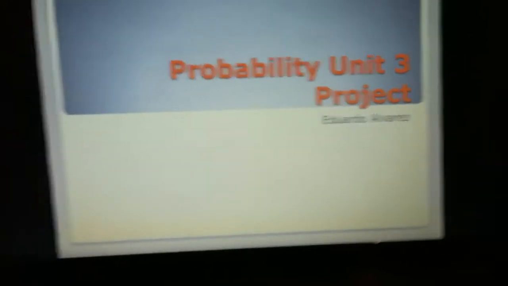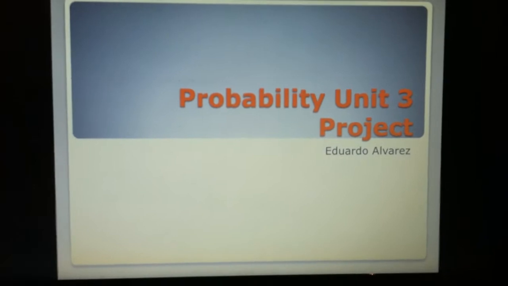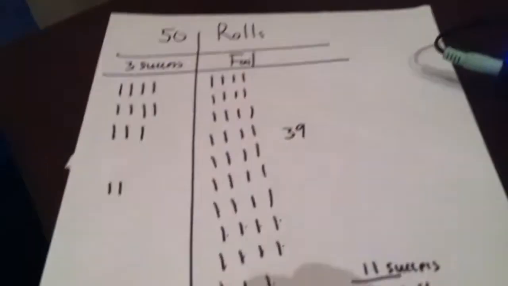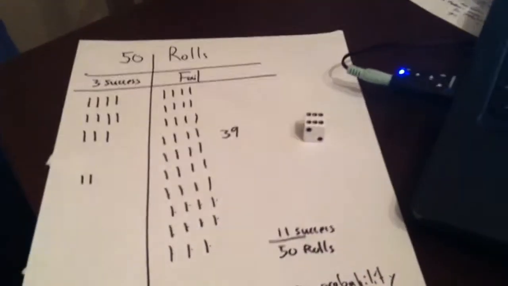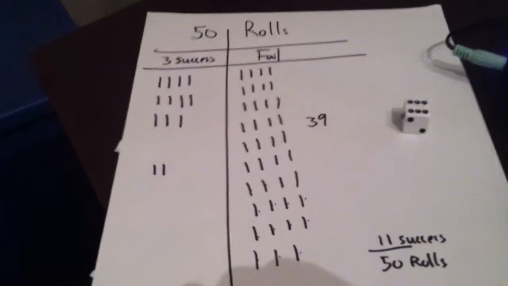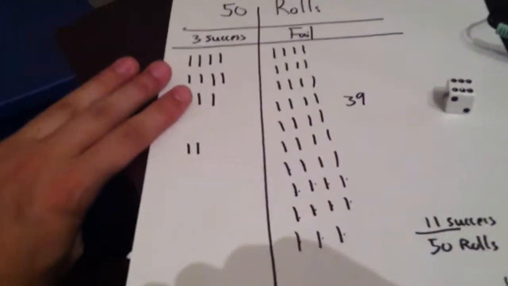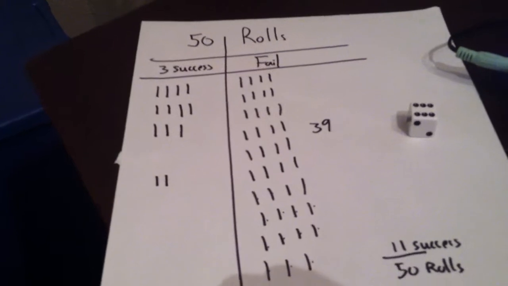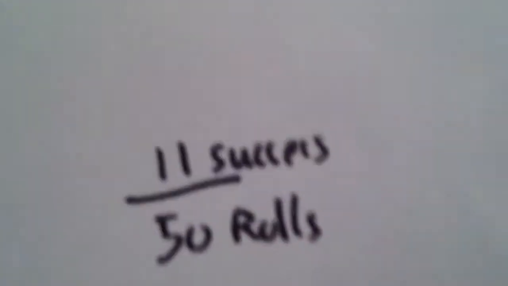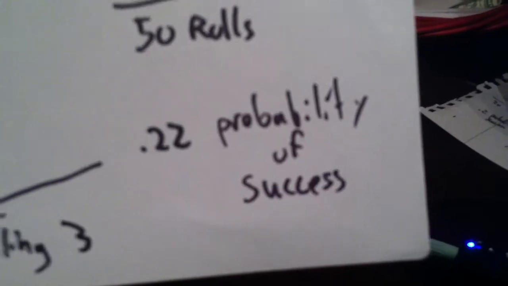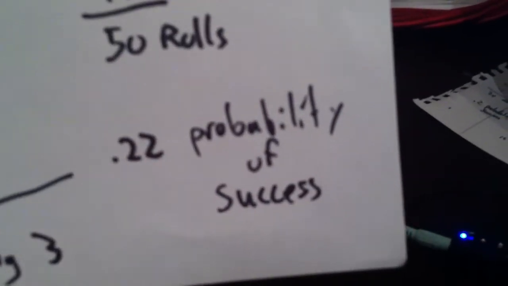Okay, so from the project that I had, this is the results that I came up with out of 50 rolls of a single dice. My probability was the success would be a 3. So out of 50 rolls, how many times was I going to roll a 3? That would be the success, and it came out to 11 successes out of the 39 failures, which comes out to 50. So we set that out, and it'll be 11 successes over 50 rolls, which comes out to, we divide that, 0.22 probability of success.